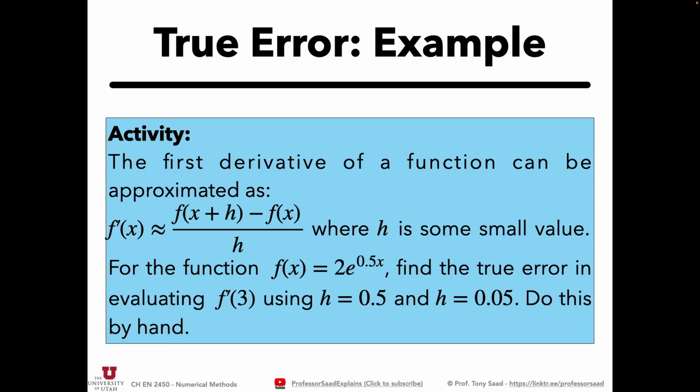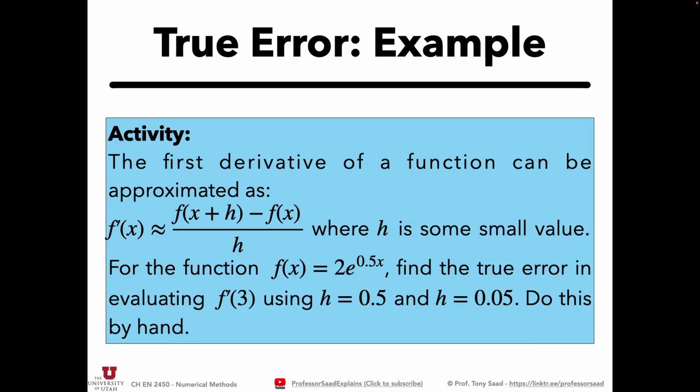So the first derivative of a function, this is a formula that you learned in high school to approximate the derivative. It's rise over run, right? Rise over run, okay? It's given for any function f. The derivative is approximated as f of x plus h minus f of x, over h. What is h? It's some small value. Don't worry about that. It's just some small value that the user can specify.